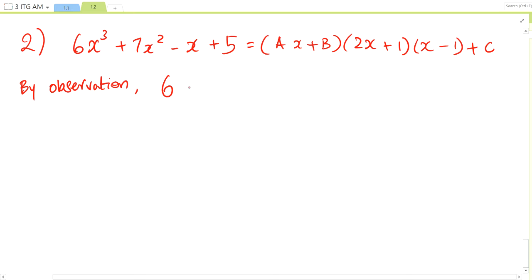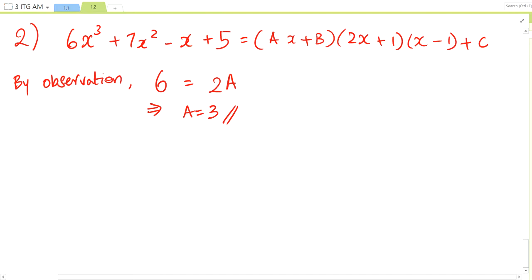Can we have 6 equals to, over here this is the only way I can get an x cubed term, right? So it must have been 2a, isn't it? This is the only way I can get an x cubed term. Therefore, a equals to 3. Agree? Okay. What shall we find out next? What do you want to do next? Find c? How do you want to find c?